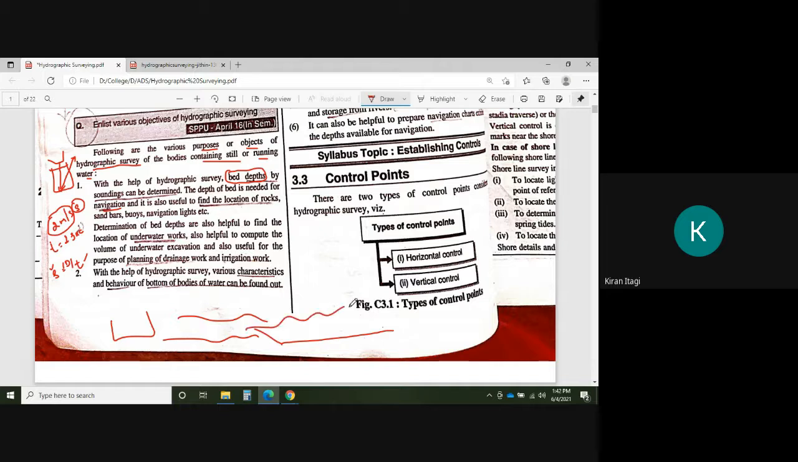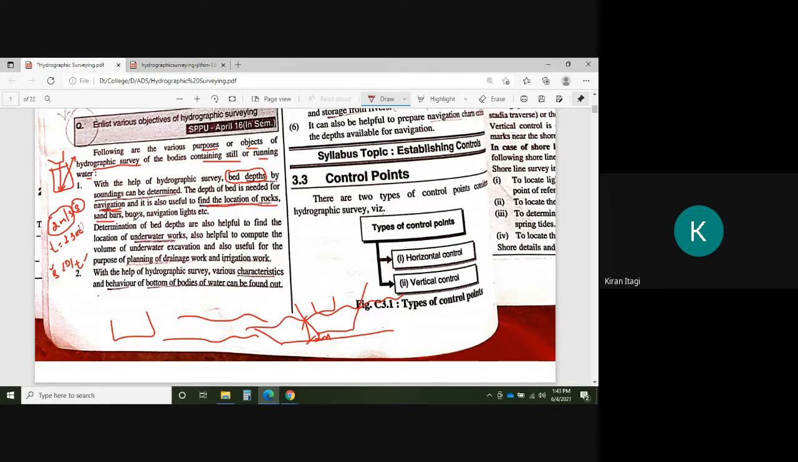So this is my water level. Say that the bed depth is around 2 meter. Small boats can come and move here, but for a larger boat, some part will be submerged in the water. So we have to determine the depths for navigation purposes, and it is also useful to find the location of the rocks.